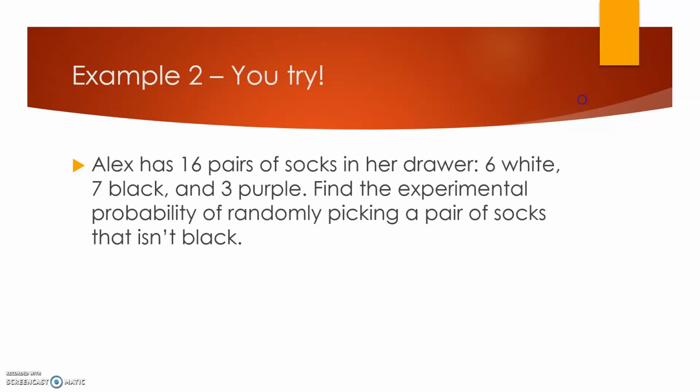So Alex has 16 pairs of socks in her drawer, 6 white, 7 black, and 3 purple. Find the experimental probability of randomly picking a pair of socks that isn't black. So what we would need to do is say, all right, she's got 16 pairs of socks, and 7 of them are black. So the probability of getting black socks, actually this is theoretical probability, but that's okay. Black socks is 7 out of 16.